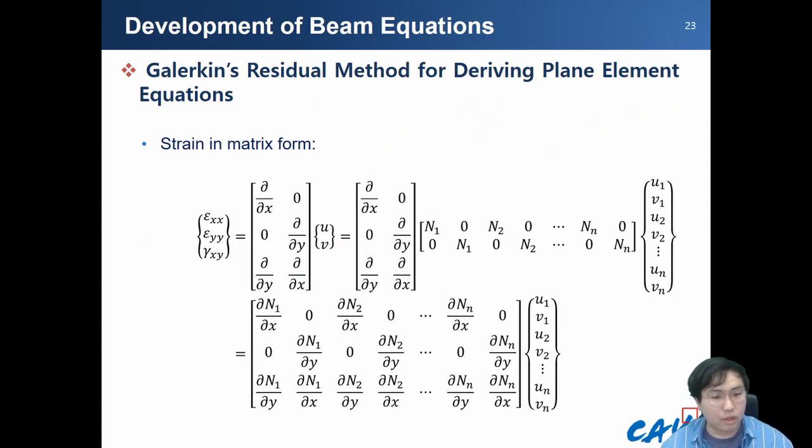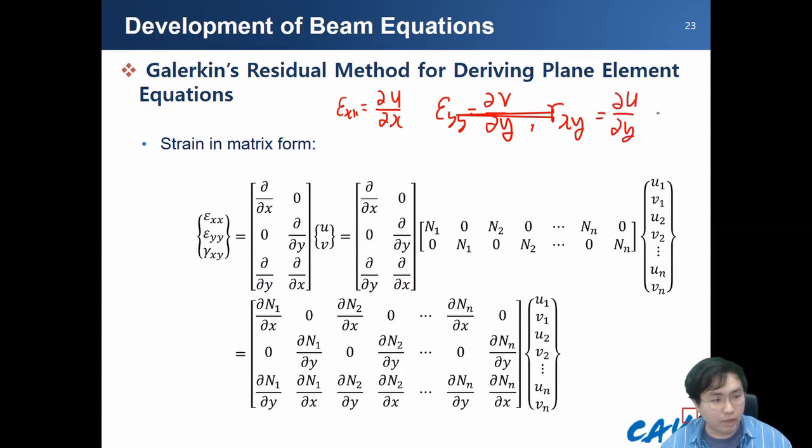And then, what is the strain? The strain epsilon xx is the derivative of u with respect to x, so this is a correct form. Now, what is the strain in the y direction? This is also a correct form. And what is the shear strain? This is the derivative of u with respect to y plus the derivative of v with respect to x. So this is the same form of the three equations.